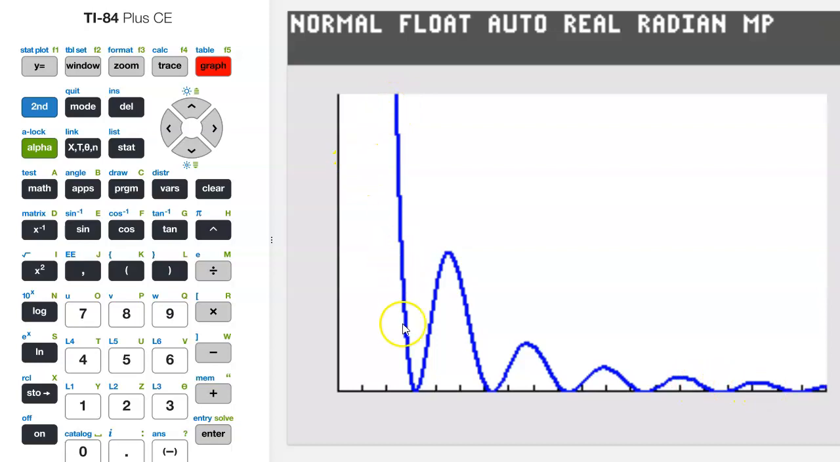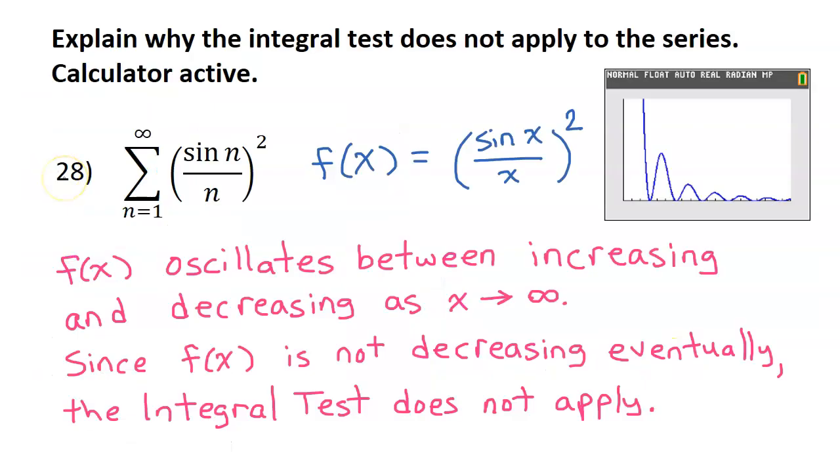Notice how the graph of f of x seems to bounce like a dropped ball. It has intervals of increasing and then decreasing, and then increasing and decreasing. F of x will continue to alternate between increasing and decreasing intervals forever. In summary, we say f of x oscillates between increasing and decreasing as x approaches infinity. Since f of x is not decreasing even eventually, the integral test does not apply.